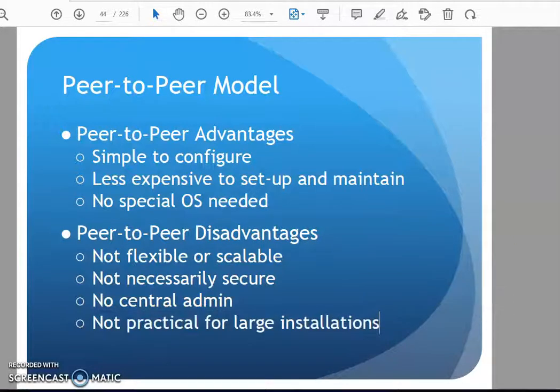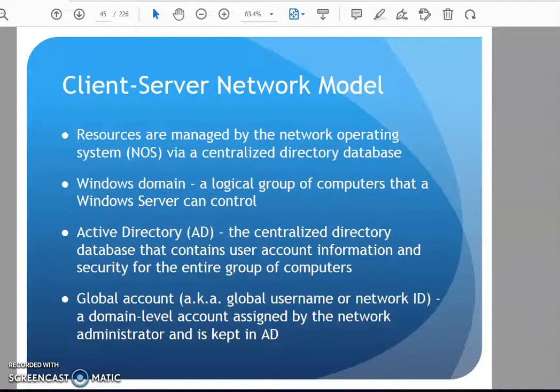So this is really not practical for any large installations. It is fine for maybe your house, or like I said, a church with just a couple computers, a couple of people that are sharing, but it is not practical for a large environment. Which brings us to the client server.